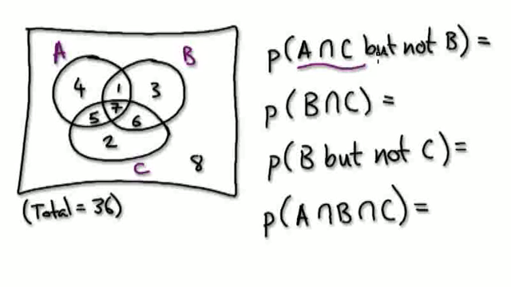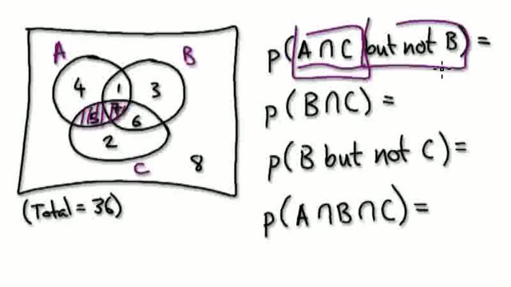Okay, A and C. Let's just look at A and C. A and C means the intersection of the two. Here, it would be this bit here. It's in A and it's in C. But the second part is but not B. So not B. This bit here is in B. So really, you're only interested in this 5. So it would be 5 over 36. Okay.